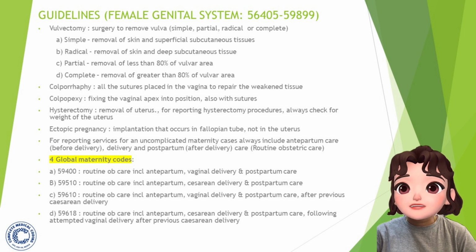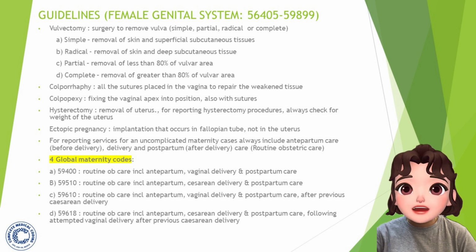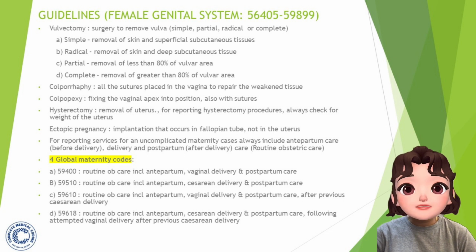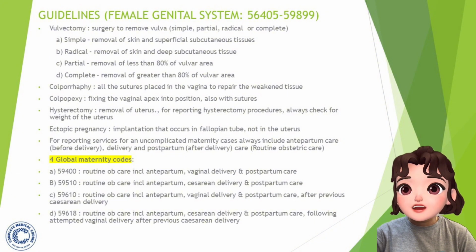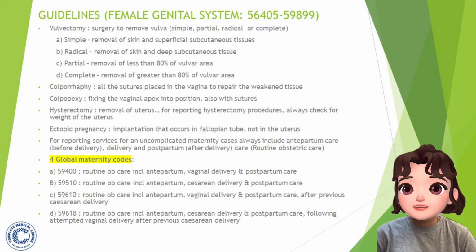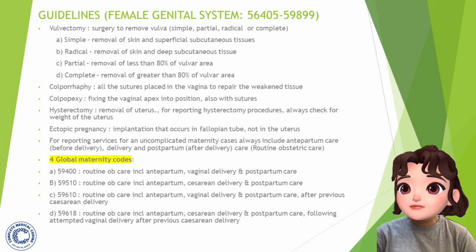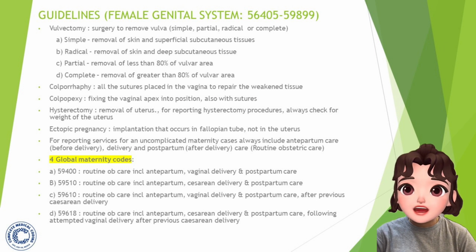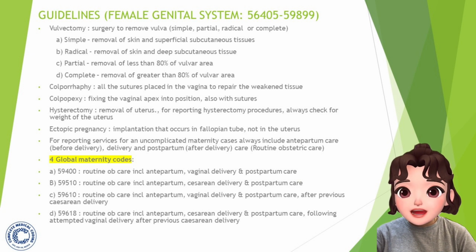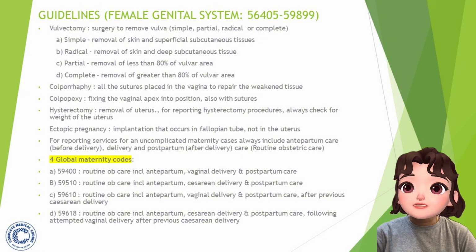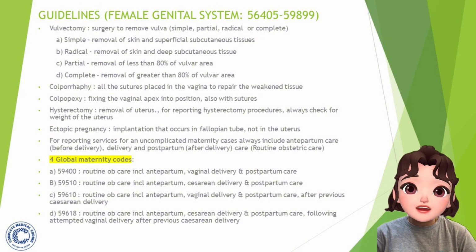First, let's see some medical terminologies. What is vulvectomy? Vulvectomy means surgery to remove the vulva. It's of 4 different types: simple, radical, partial, and complete. Simple means removal of skin and superficial subcutaneous tissues. Radical, removal of skin and deep subcutaneous tissue. Partial means removal of less than 80% of the vulvar area. And complete means removal of greater than 80% of the vulvar area.